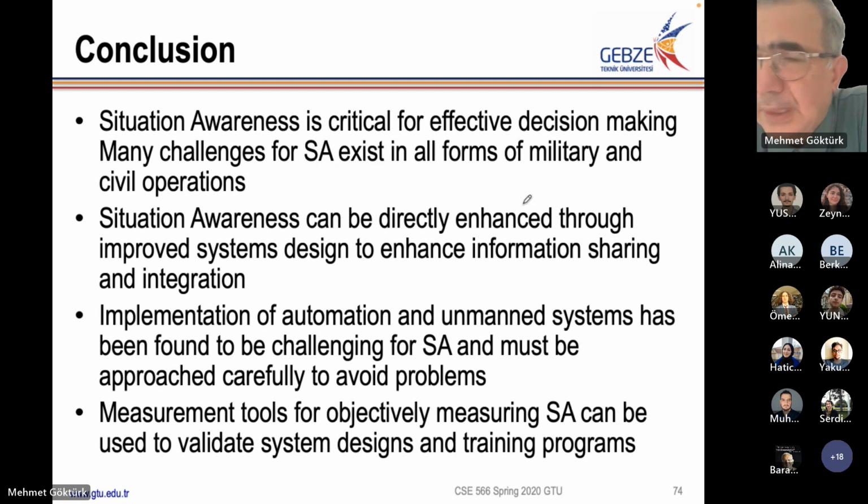As a conclusion, for decision making, it's critical. Many theories are taken from the military equipment and examples, and situational awareness can directly be enhanced through improved systems design and through information sharing and integration among devices. And implementation of automation and unmanned systems has been found to be challenging for situational awareness, must be approached carefully to avoid problems. So autonomous systems are interesting, and further research is required.